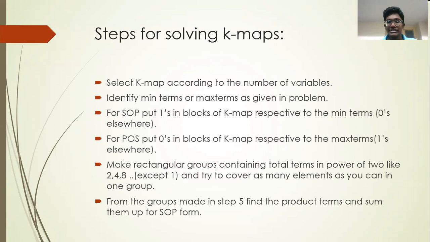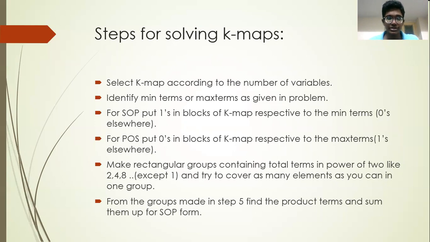Now here we would see the steps for solving the K-maps. First, select K-map according to the number of variables. Identify min terms or max terms as given in problem. Here min terms and max terms differ. We use min terms for SOPs, that is sum of products, and max terms for a product of sums.